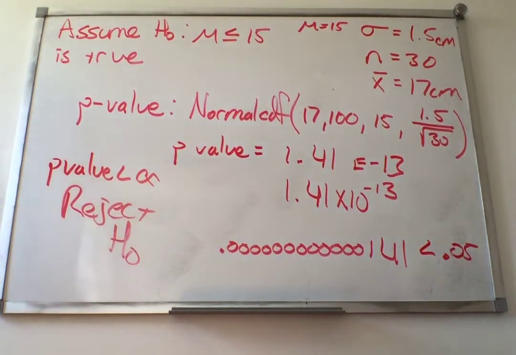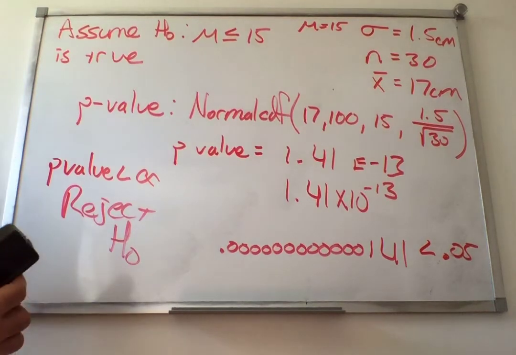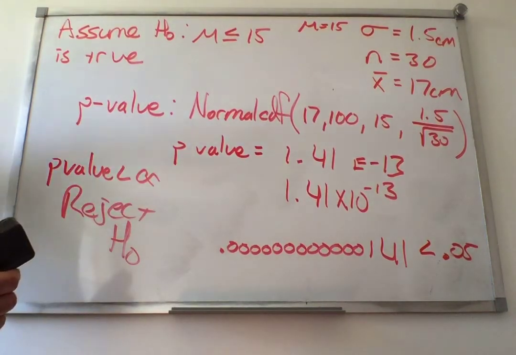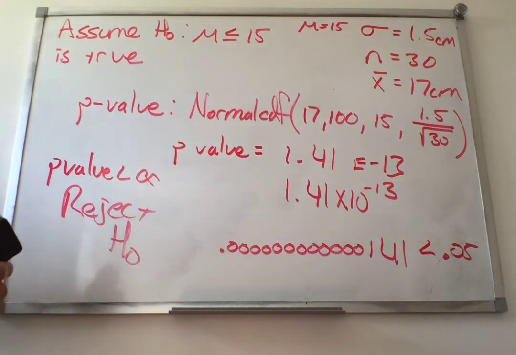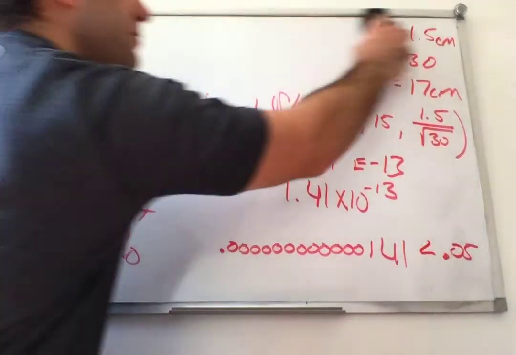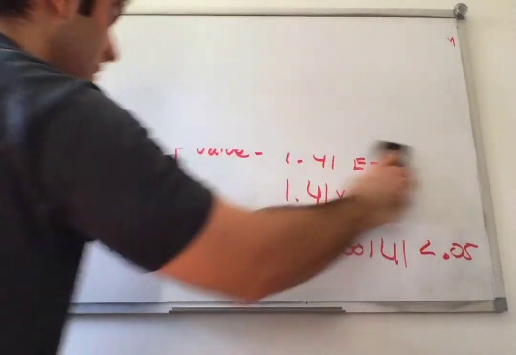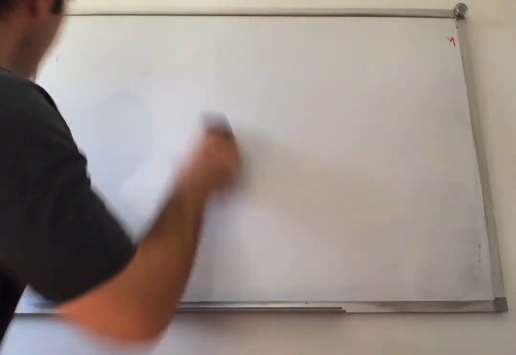Now, let's go ahead and write up our results that we have here. Okay, I'm going to keep my p-value. I'm going to write up my null and alternative hypothesis and everything. And let's write our conclusion.